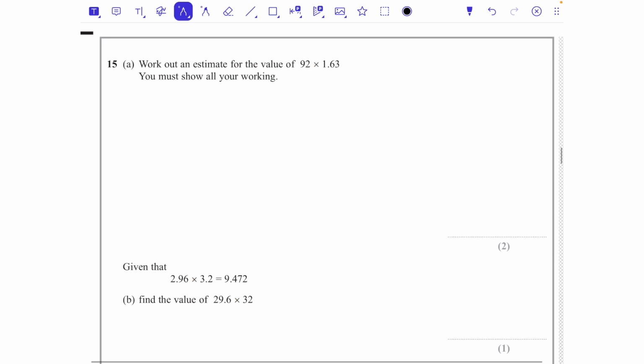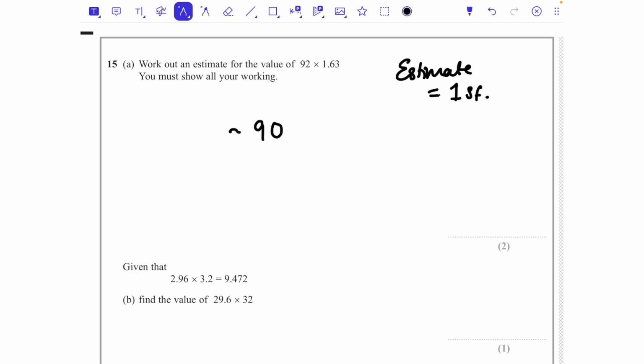Question number 15. Work out an estimate for the value of 92 times 1.63. You must show all your working. So when we estimate, we round to one significant figure. So we're going to round to one significant figure. That means 92 becomes 90.